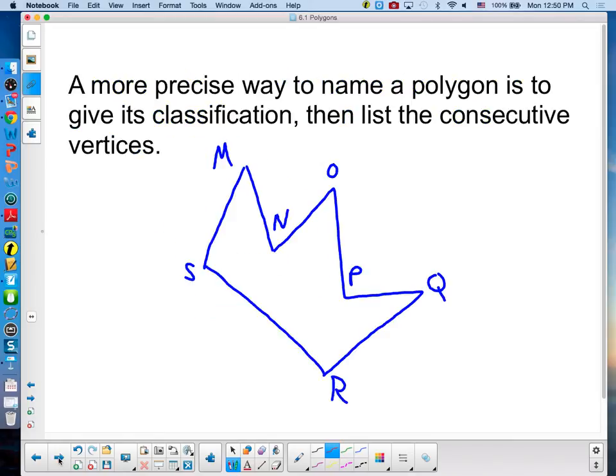Okay, so a precise way to name the polygon is to give its classification and then list the consecutive vertices. So name this one completely, kind of like its first name, last name. So classify it based on how many sides. Then pick a vertex to start at and go consecutively around it, either clockwise or counterclockwise. There's no way I'm gonna be able to check these completely, so don't erase it.